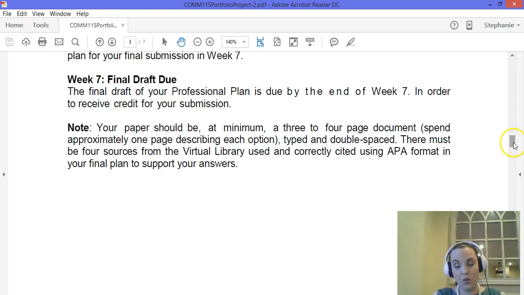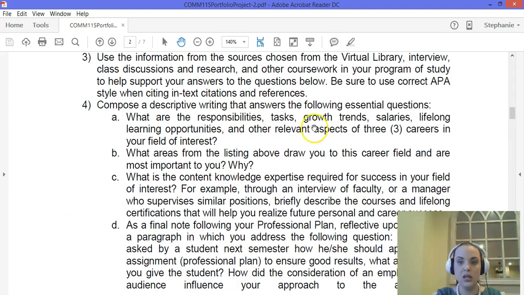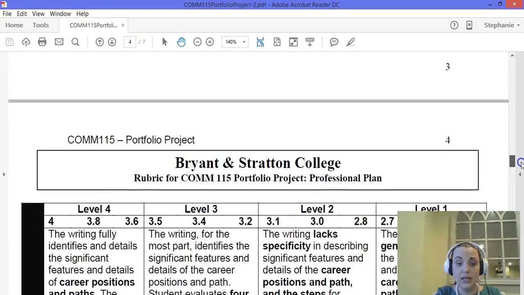What are you referencing or researching, if you want to call it that way? Well, you're researching the responsibilities, tasks, growth trends, salaries, and lifelong learning opportunities from 3 careers that you could do based on the field of interest you're in, the degree that you're obtaining. That's it. All right, so hopefully this helps you. I'm hoping that it does.